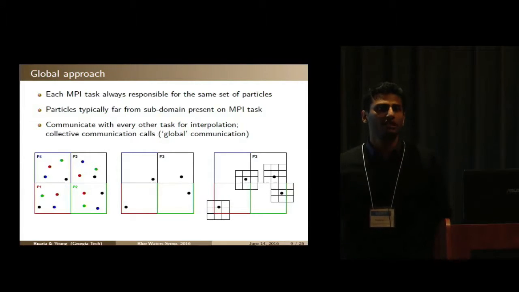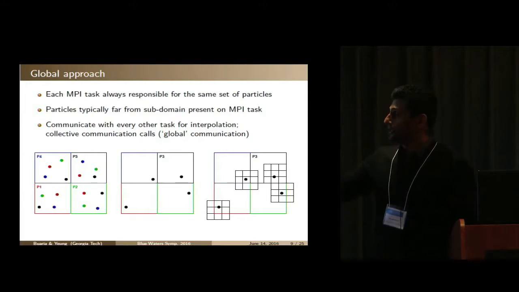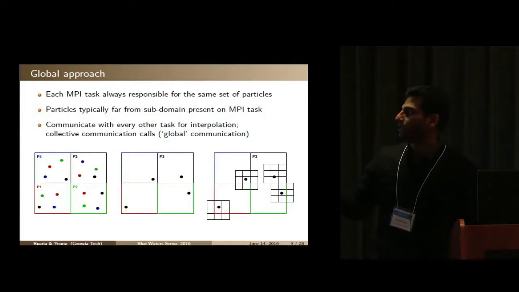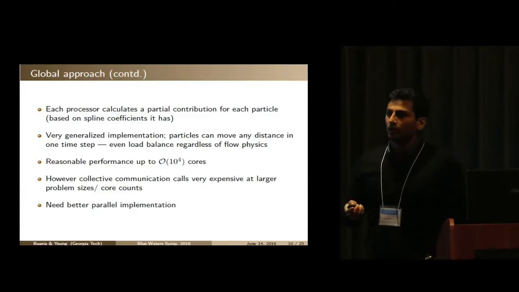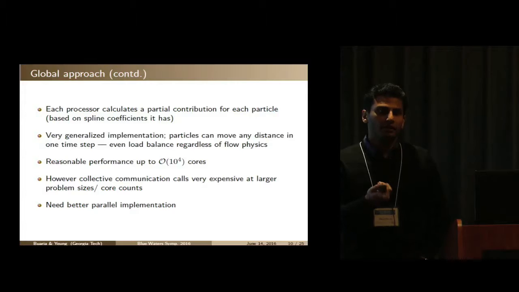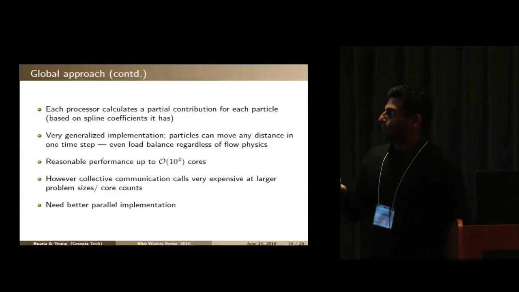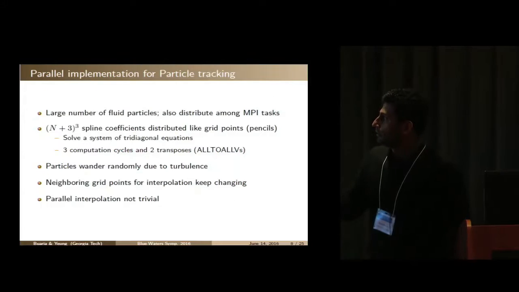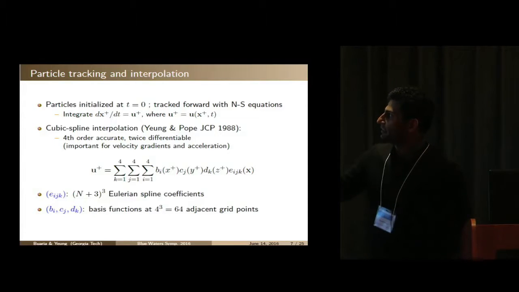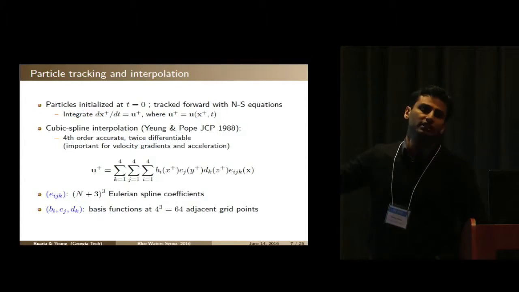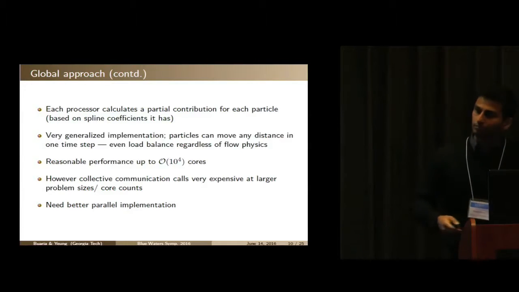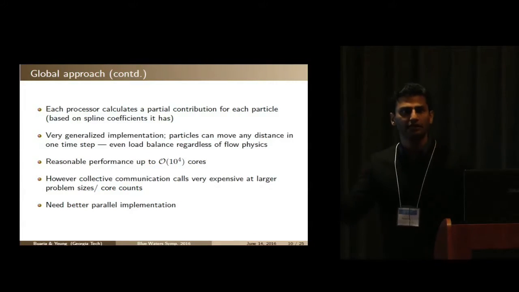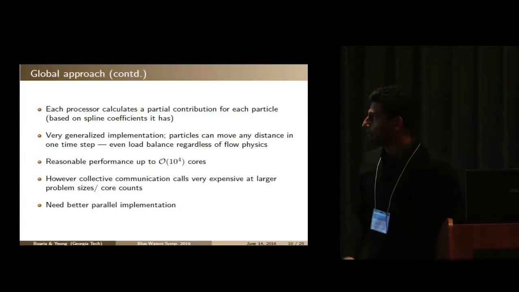So essentially what you can infer is that we'll have to do some kind of collective communication to gather all the information from other processors to interpolate the velocity. And each processor will contribute what is essentially a partial contribution for this entire summation based on the spline coefficients that it has. And then later on, we can do a reduce-scatter to gather all the information on the respective tasks.